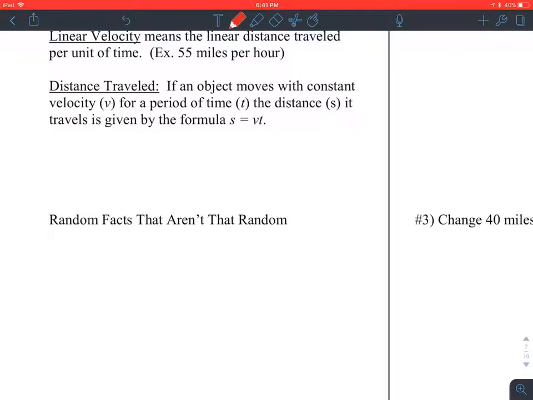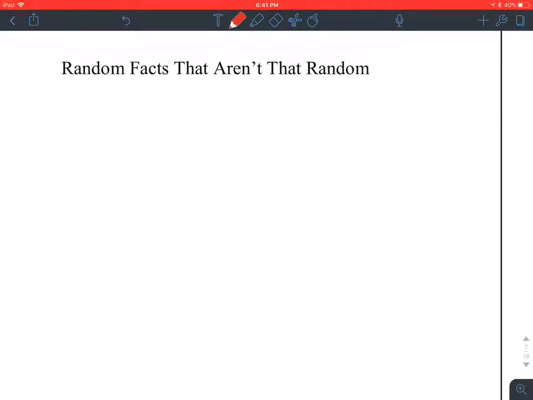Distance formula. S equals V times T. S is the distance traveled, V is the velocity of the object, and T is the time in which it's been moving. Here's some random facts that are not that random. 1 revolution is equivalent to 360 degrees. I believe you already know that. That's also equal to 2 pi radians. I believe you already knew that.